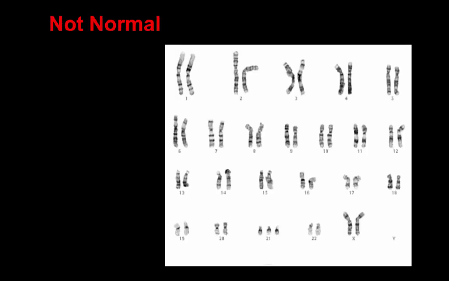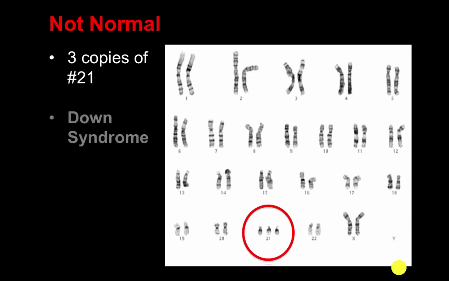This is an example of a person that's not normal. First of all, we know that this is a female because she has 2 X chromosomes, but we know that she's not normal because she's got 3 of our number 21 chromosome. This is called trisomy 21, or better known as Down syndrome. And so when you have too few or too many chromosomes, that's a really big deal. And doctors will often do karyotypes, or something similar, to look and see if there are any of these types of disorders, especially in older women.